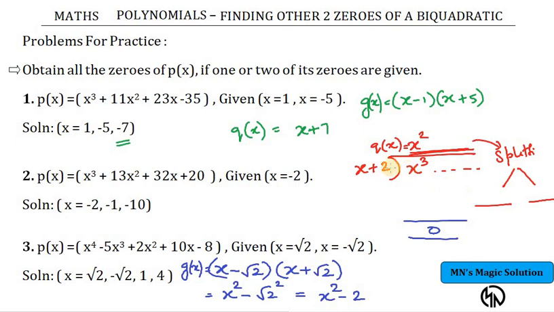So the idea is that I am dividing by a factor. What happens when you divide by a factor? The remainder must definitely be 0. So keep this in mind while you proceed with the problems.